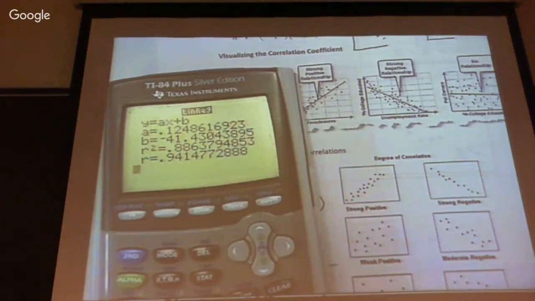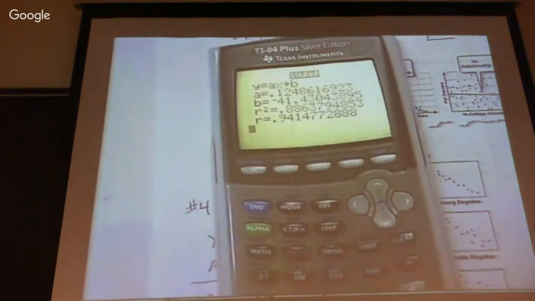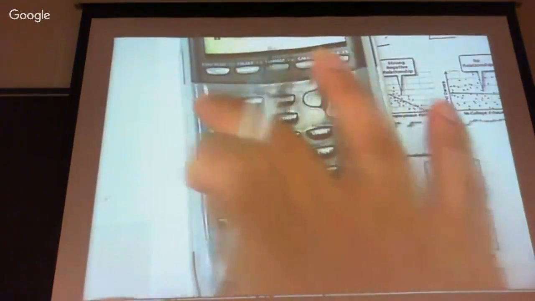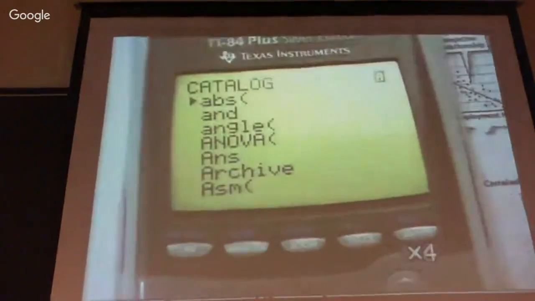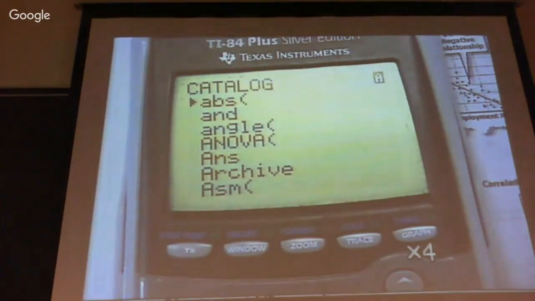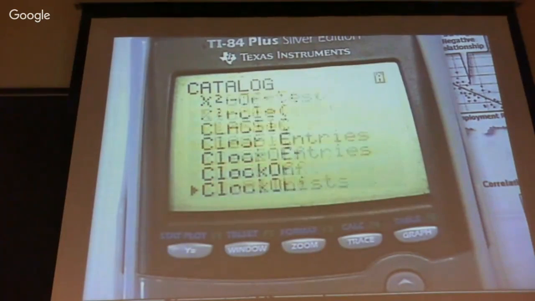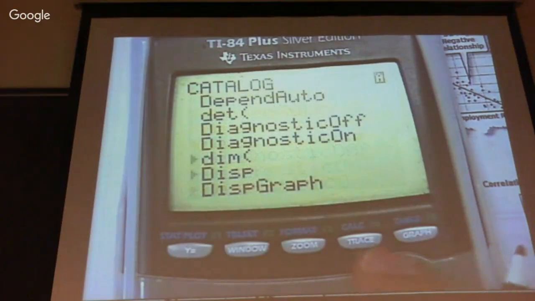If you want to follow me just for fun, even if it says R squared and R, I'm going to make sure everybody gets R squared and R. So if you want to follow along, everybody push second 0. Second 0 is your catalog. Everything your calculator can do is in the catalog. Once you get to the catalog, press and hold the down arrow until you get to diagnostic on.